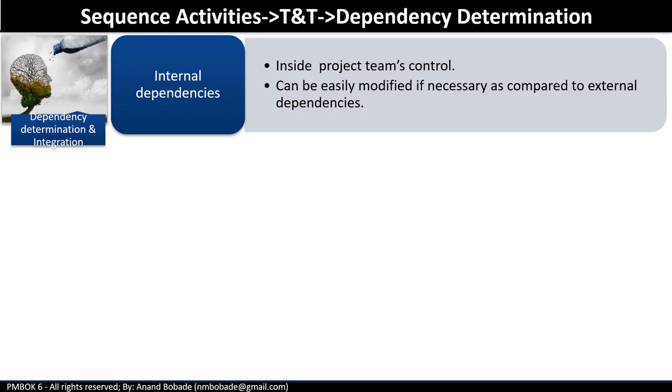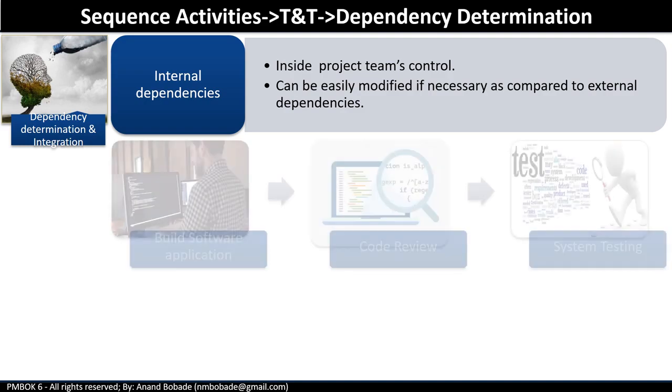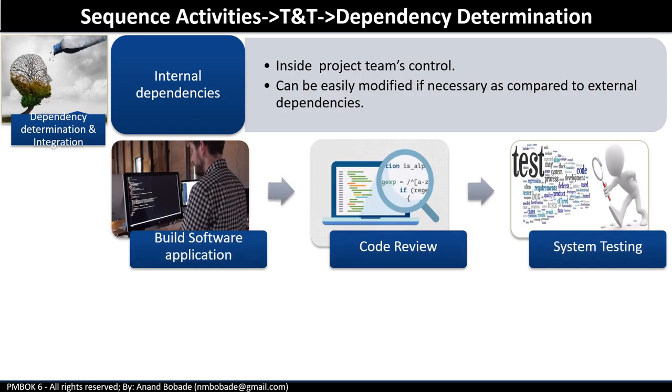Internal dependencies. These are the dependencies that are generally inside project team's control. Therefore, if required, these are easily modified as compared to external dependencies. For example, in a software development project, code review is an internal dependency to start system testing. However, this can be easily modified as there is a possibility of performing both code review and system testing in parallel.